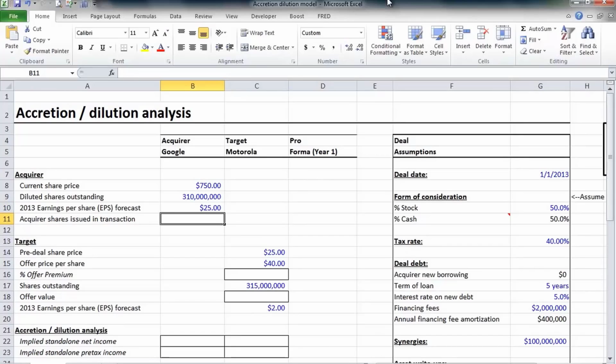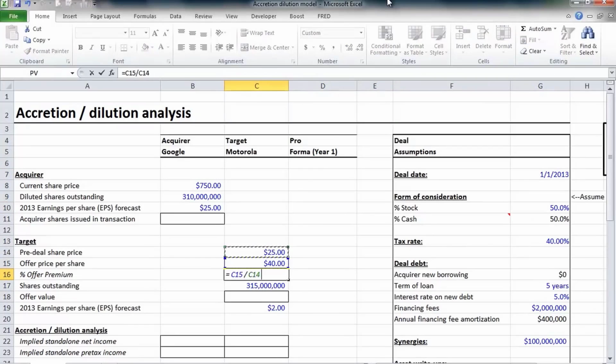Unfortunately, as you're about to see, it's not as easy as just combining the two companies' net incomes together. There are many adjustments to be made. So we're going to look at this by building this hypothetical accretion dilution model for Google's acquisition of Motorola Mobility. Now again, the numbers and assumptions in this model are purely illustrative and not meant to be taken as what actually happened. So we're going to assume it's January 1st, 2013, and Google announces it will acquire Motorola Mobility for $40 per share, and Motorola was trading at $25 prior to the announcement.